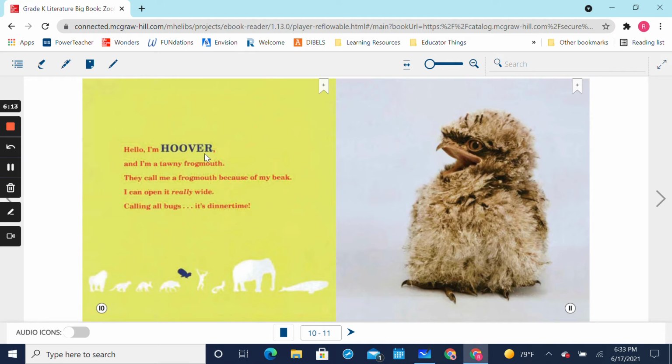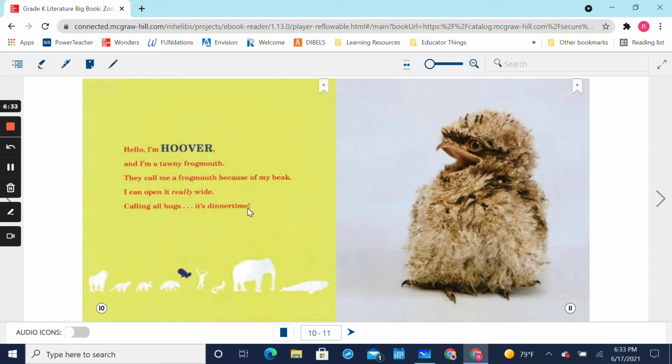Hello, I'm Hoover, and I'm a tawny frogmouth. They call me a frogmouth because of my beak. I can open it really wide. Calling all bugs. It's dinner time.